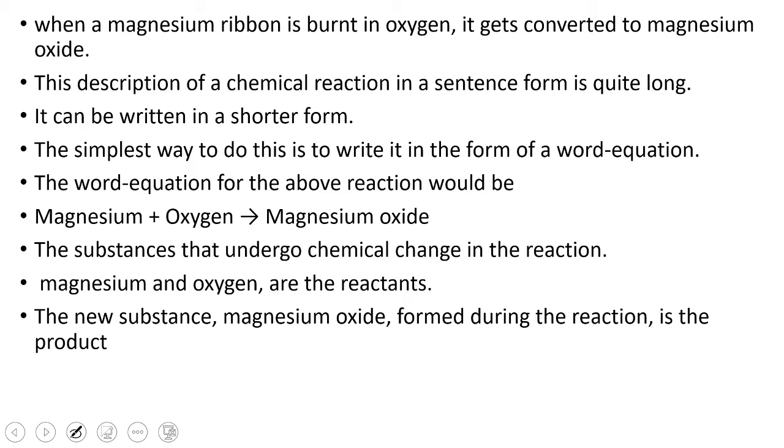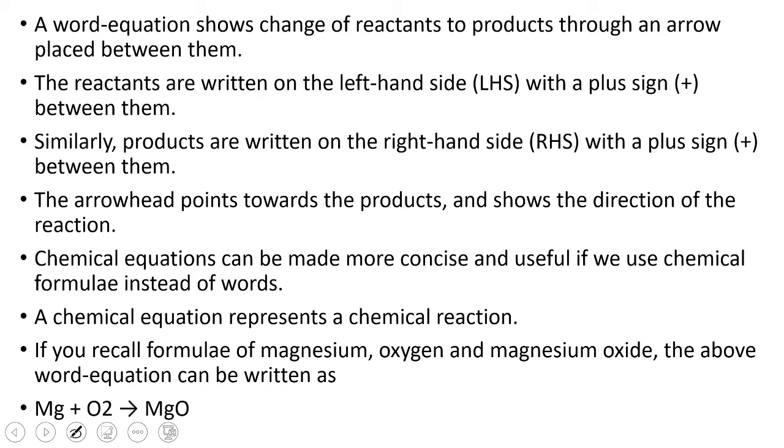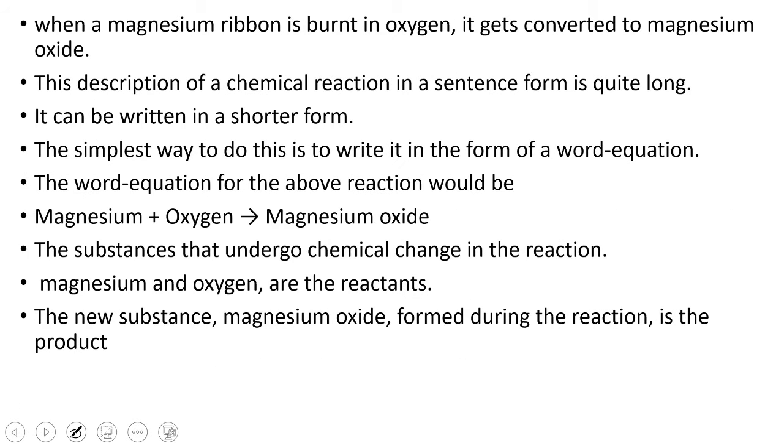Now, magnesium ribbon is burnt in oxygen, it gets converted into magnesium oxide. Like that only we have written, right? Magnesium reacts with oxygen to give rise to magnesium oxide. So here I wrote this in the form of a sentence. When a magnesium ribbon is burnt in oxygen, it gets converted into magnesium oxide. This I have written in the form of a sentence, and as you observe, this is quite long, right?